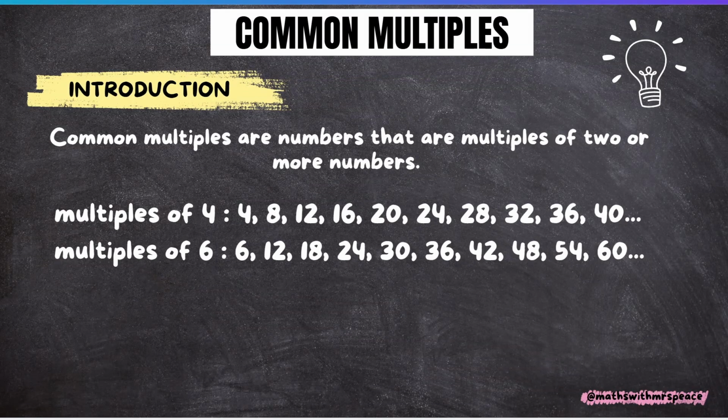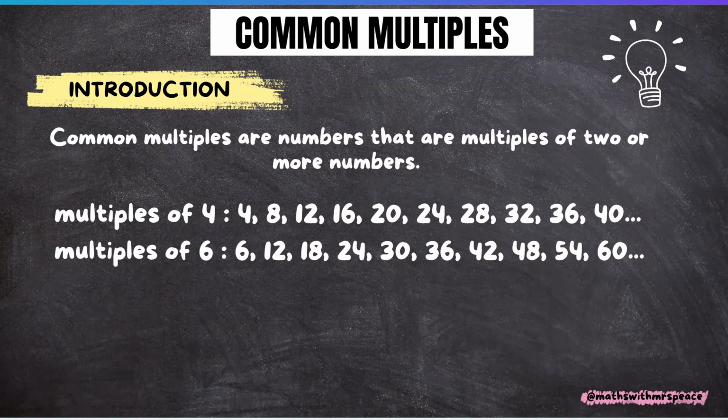Common multiples are numbers that are multiples of two or more numbers. That sounds like a bit of a mouthful, but as we go on to solve the examples, I'm sure you'll understand better what common multiples mean. So basically, if you're asked to find the common multiples of two or more numbers, what you are being asked to do is to find those numbers that are multiples of those numbers.